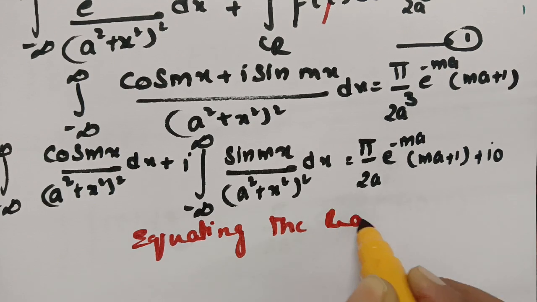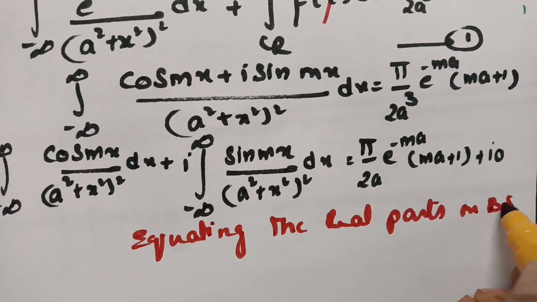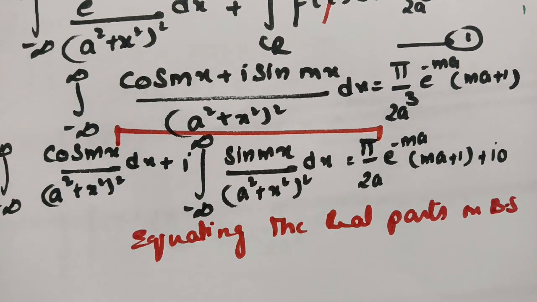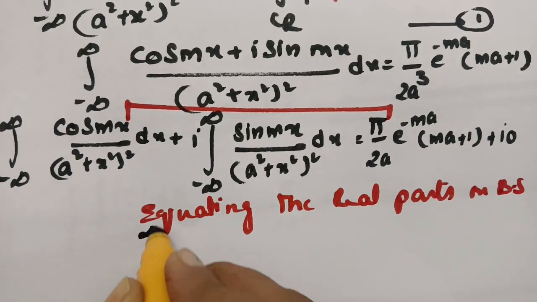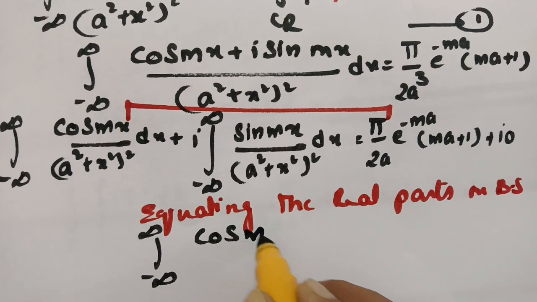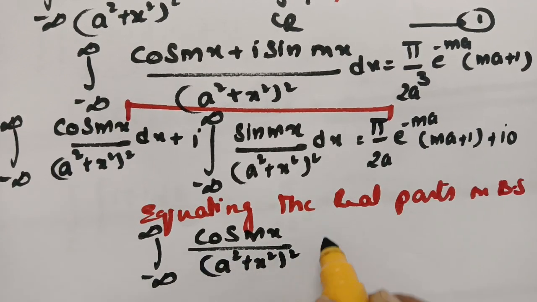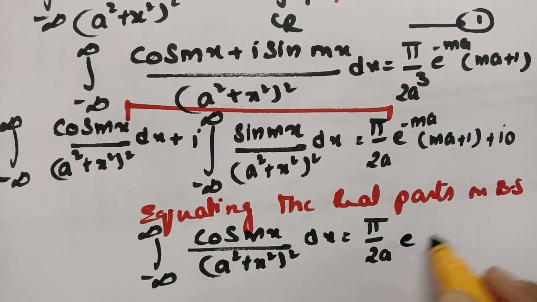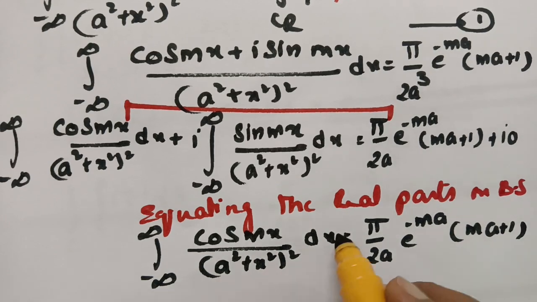Equating the real parts on both sides. So this is the real part and this is the real part. If I equate those two, then the integral from minus infinity to plus infinity of cos mx by (a square plus x square) whole square dx is equal to pi by 2a e power minus ma into (ma plus 1).